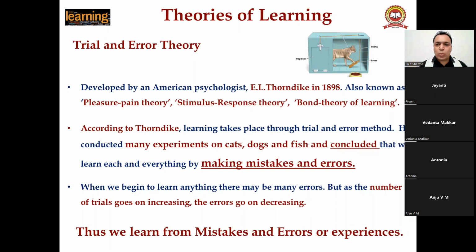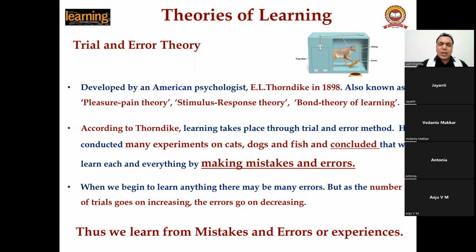And guys, I request all of you to keep a copy and pen, because sometimes while I'm teaching, some points come to my mind. This is very helpful for you, so you should note it, guys. So this theory is also known as the pleasure and pain theory. Number one, this theory is also known as the stimulus response theory. You should know it, the SR theory, stimulus response theory. As well, it is also called the bond theory of learning.